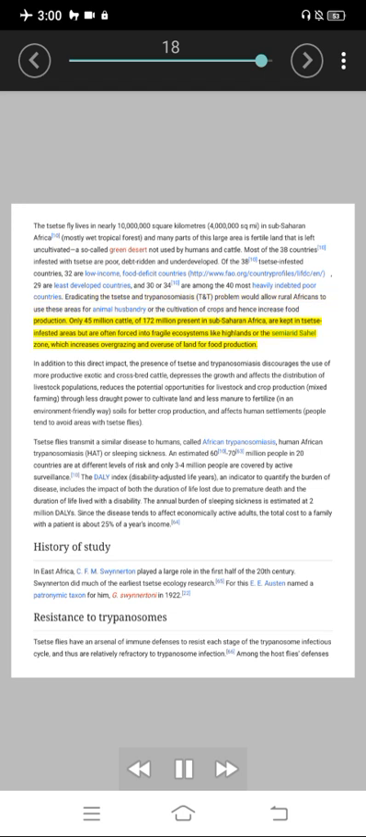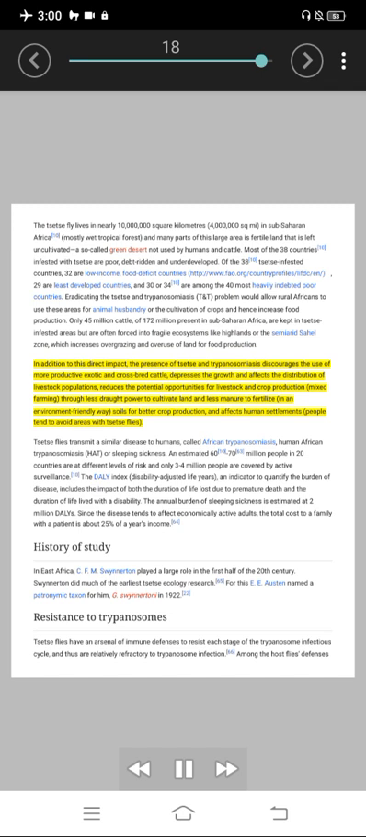Only 45 million cattle, of 172 million present in sub-Saharan Africa, are kept in tsetse-infested areas but are often forced into fragile ecosystems like highlands or the semi-arid Sahel zone, which increases overgrazing and overuse of land for food production. In addition to this direct impact, the presence of tsetse and trypanosomiasis discourages the use of more productive exotic and crossbred cattle, depresses the growth and affects the distribution of livestock populations, reduces the potential opportunities for livestock and crop production, mixed farming through less draft power to cultivate land and less manure to fertilize, in an environment-friendly way, soils for better crop production, and affects human settlements.